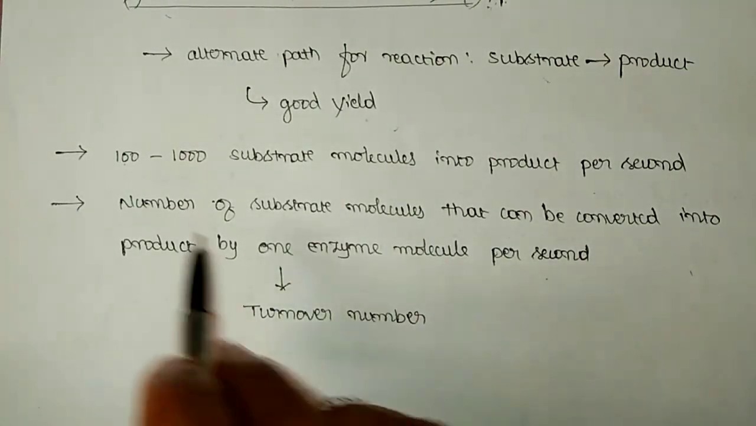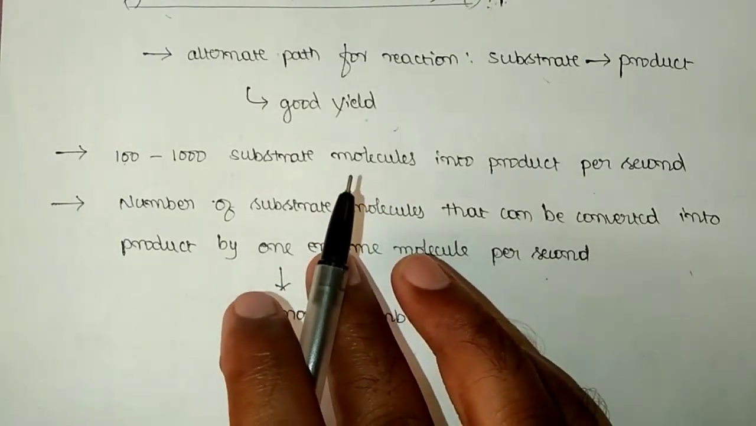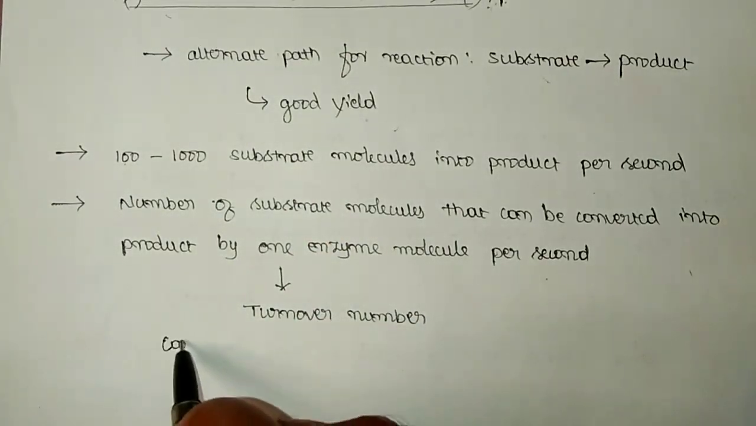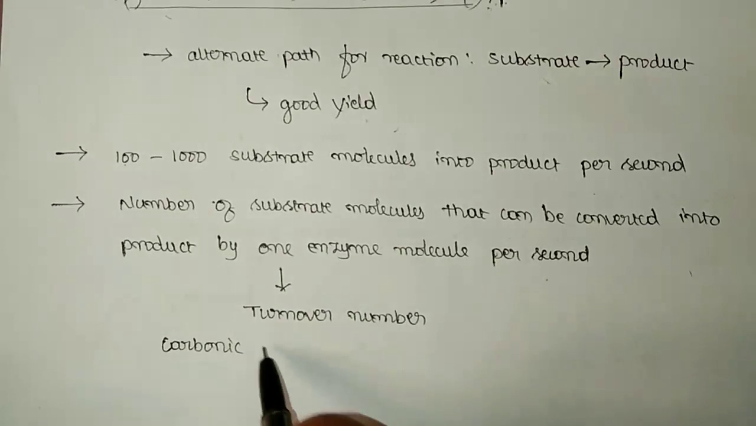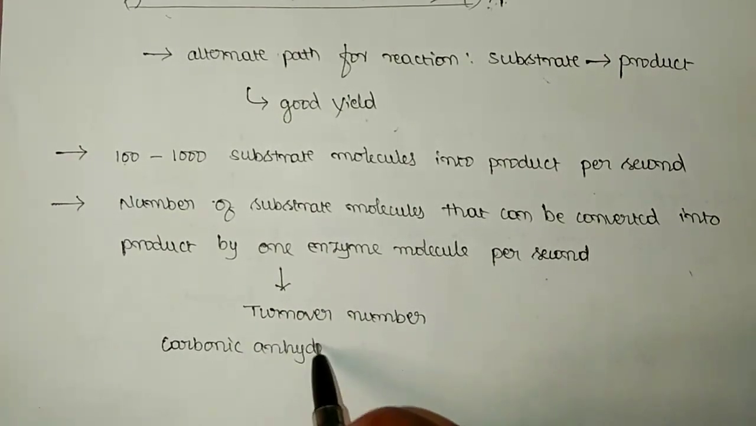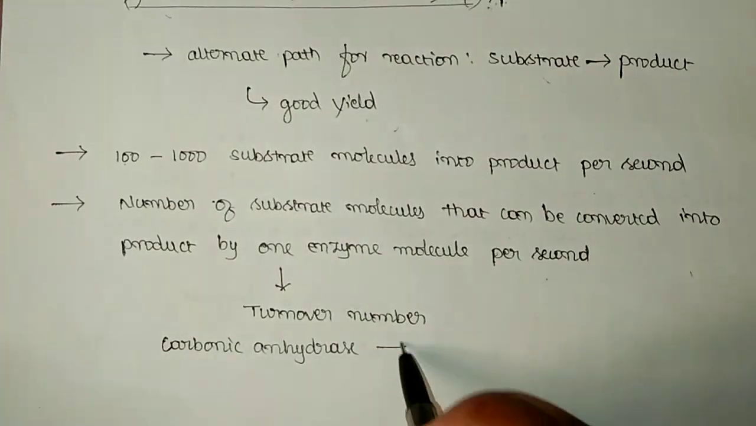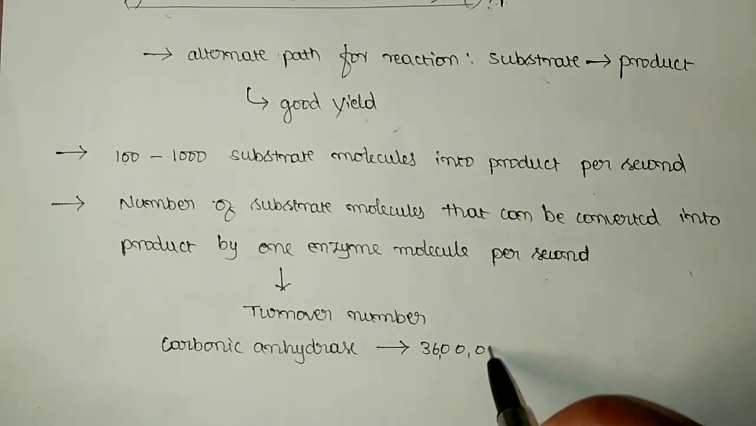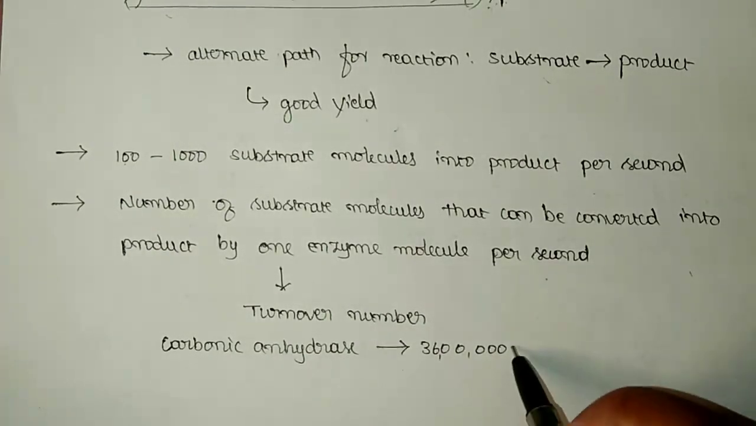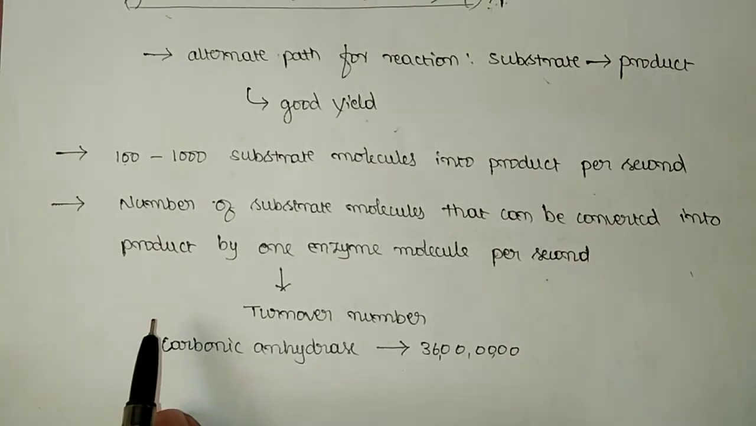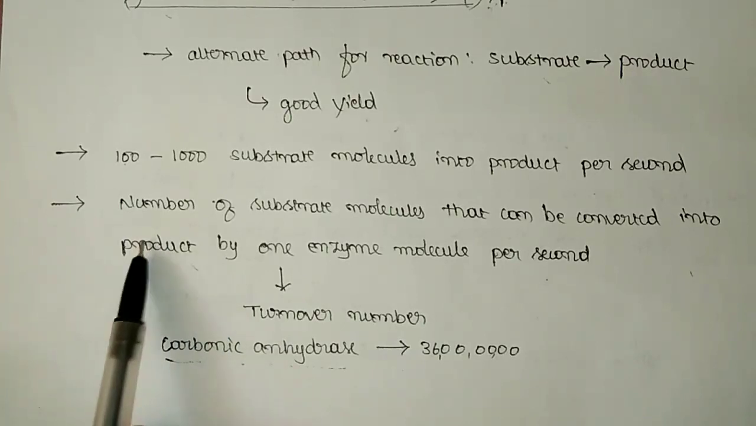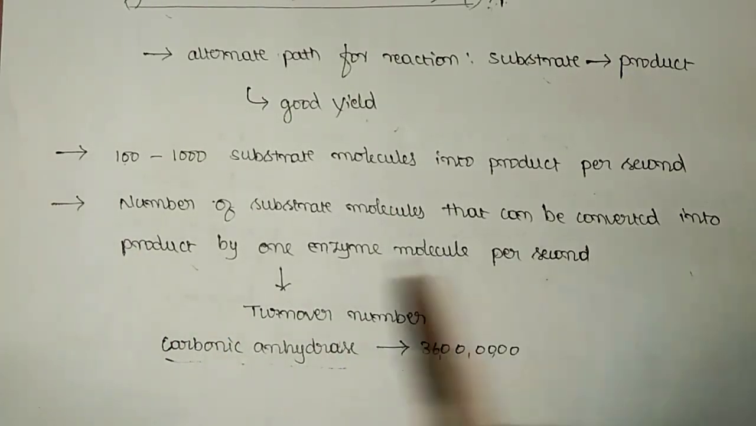If you consider almost all the enzymes available in the field of biochemistry, among all the enzyme molecules, carbonic anhydrase is the enzyme which has the highest turnover number of 360 lakhs. 360 lakhs is the turnover number of that particular enzyme, carbonic anhydrase. So that is the most important concept of the enzyme, that is turnover number.